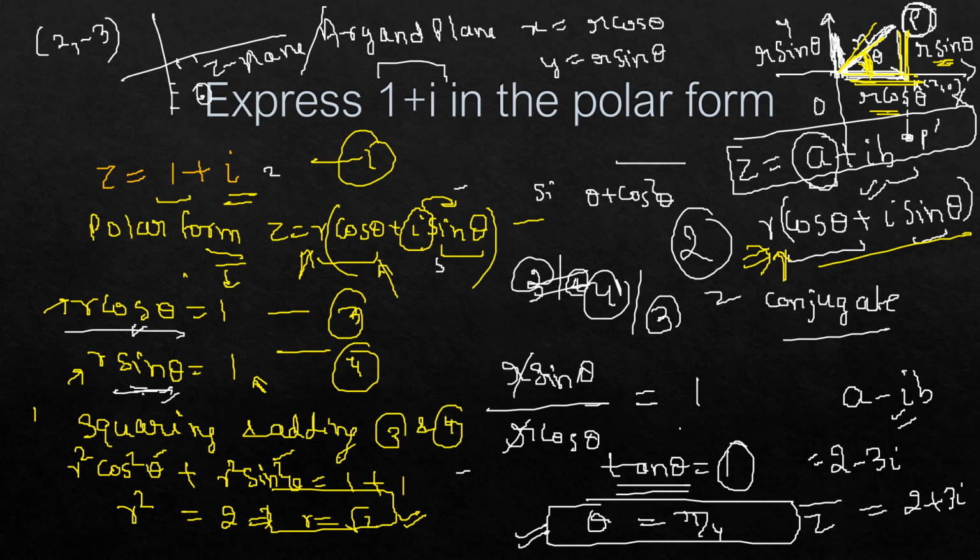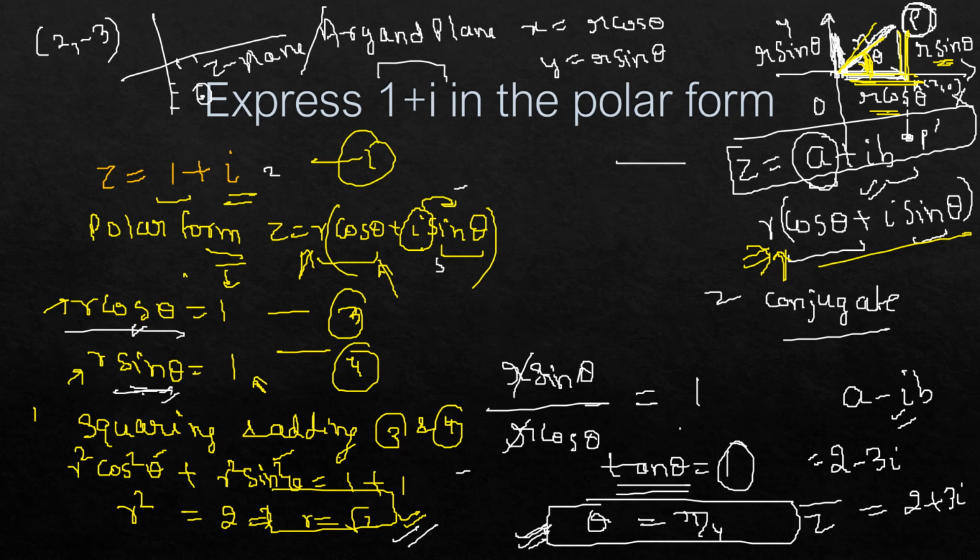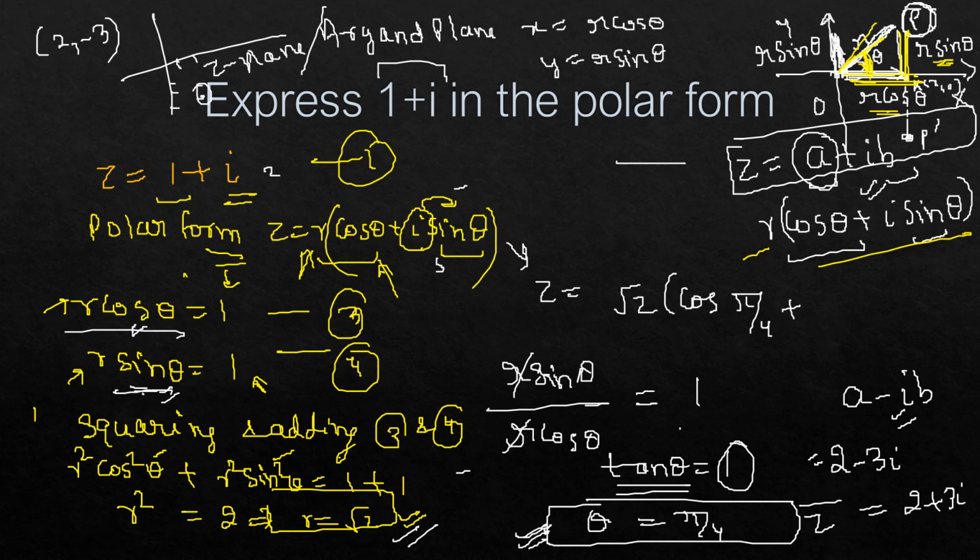Now we have got r and theta, both modulus and amplitude. Can't we find out the polar form now? Yes, we can. How? Just by putting it in the polar form. z is root 2 times cos theta plus iota sine theta. This is how you can get your polar form, okay?